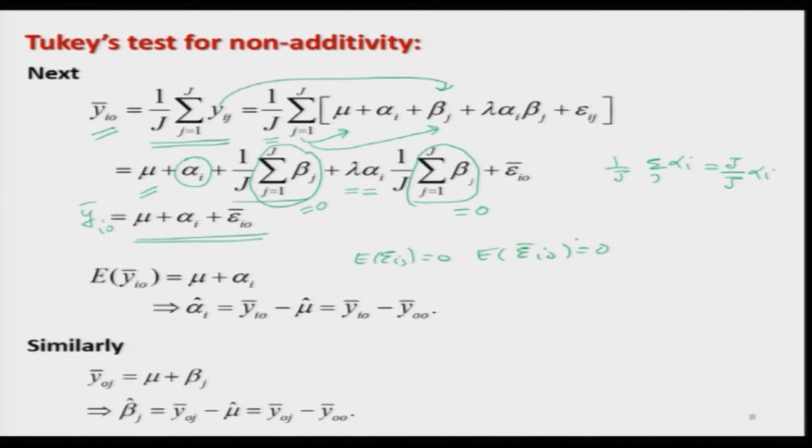So now I can write the expected value of y bar I naught is equal to mu plus alpha I. Now, you have already obtained an unbiased estimator of mu. So you can write that alpha I is equal to the expected value of y bar I naught minus mu. So you can obtain alpha I hat as y bar I naught minus mu hat, and mu hat you had obtained as y bar double naught. So I can replace it and obtain an estimator of alpha I, which is given by y bar I naught minus y bar double naught.